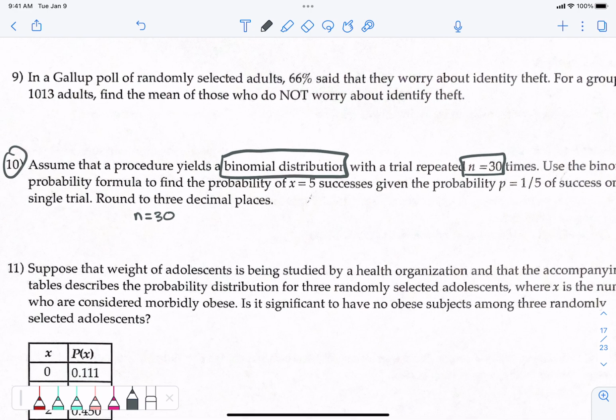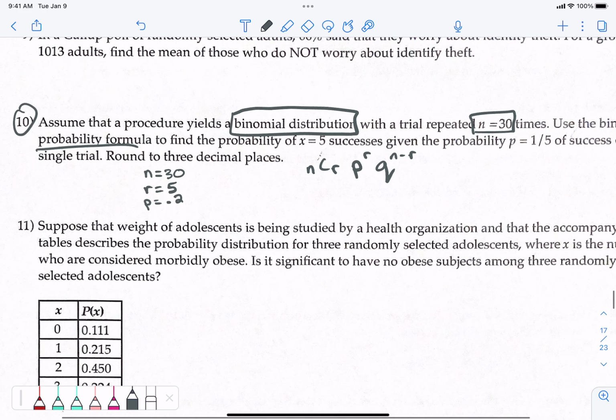What is that? nCr times p to the r, q to the n minus r. That's the binomial probability formula, to find the probability of 5 successes. They call that x. I switch it to r usually, because nCr would be like nCx, whatever. The probability of success is 1/5, which as a decimal is 0.2. They don't tell me what q is, but I can subtract, it's 0.8.